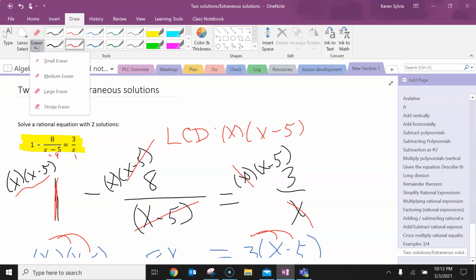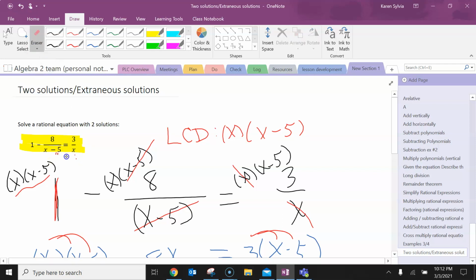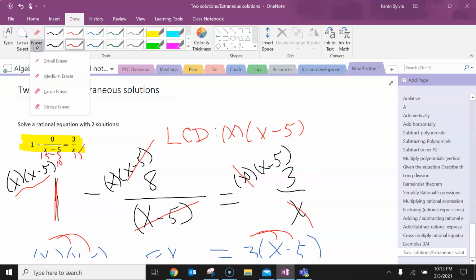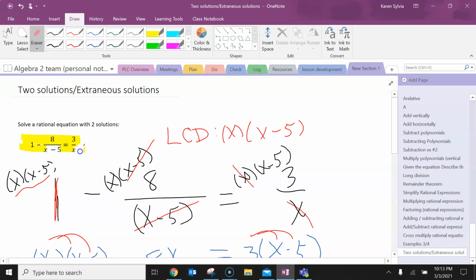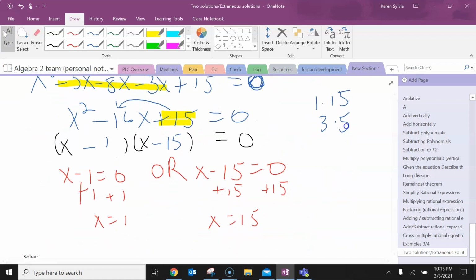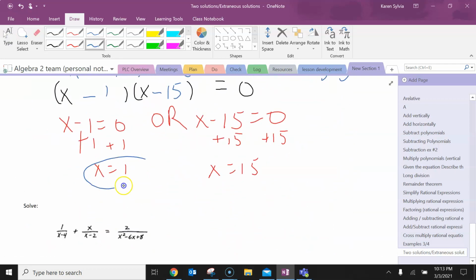And then I would need to check if the 15 might produce a 0 in the denominator. And again, in my denominator, when I plug in 15 here, 15 minus 5 would give me 0. I'm sorry, it would give me 10. And 15 here would give me not 0. So I'm good, which means that the two solutions are not extraneous. And here are my solutions.